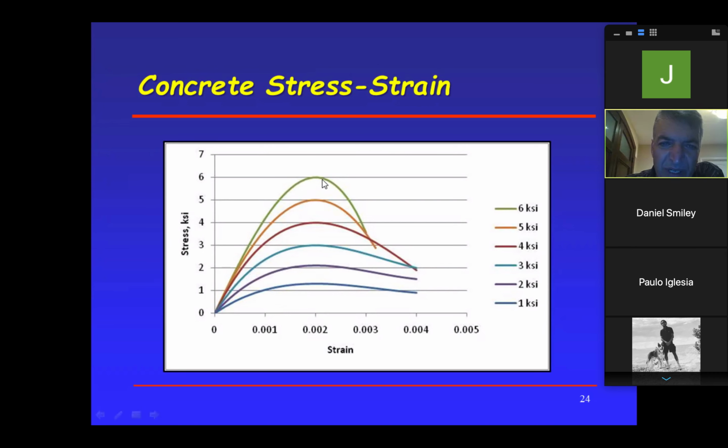So look at this guy, the top one, the green. It reached 6,000. So look at this, 6 KSI, because the stress is in KSI. The strain really has no unit. Why? Because it's inch per inch or centimeters per centimeter. So it's unitless. Sometimes you see it written inch per inch, but it doesn't have a unit. So this one is 6 KSI or 6,000 PSI. The second one is 5 KSI. The one we keep talking about is 4. This is our mix right here. So 4 KSI or 4,000 PSI.